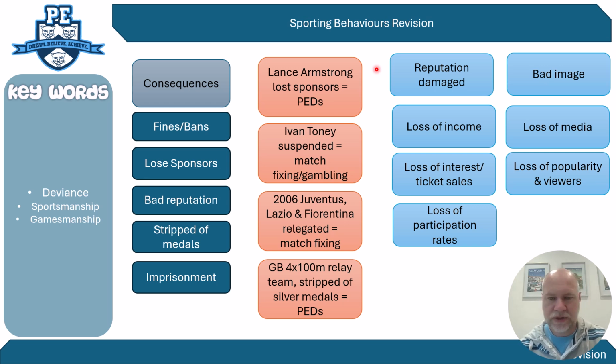So for the sport, there's an impact on its reputation, or it creates a bad image of the sport, which in turn leads to other consequences. There's often a loss of income for the sport, due to loss of media and loss of sponsors not willing to be involved with a sport that has a bad reputation and bad image. It could lose the interest of fans, so ticket sales could go down. It could lose popularity, and viewers could go down. If you think about the golden triangle, that is all a knock-on effect, and it can have a negative impact on the sport. And you could lose participation rates.